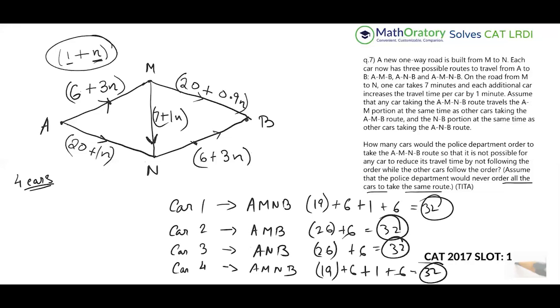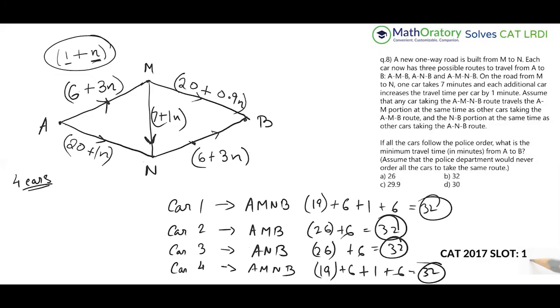So if you look at this particular question, it asks how many cars should the route AM and B take. So how many cars here? That is 1 and 2. So AM and B, there are 2 cars. So this answer is 2. That is the answer for this question. Let's take the next question now.